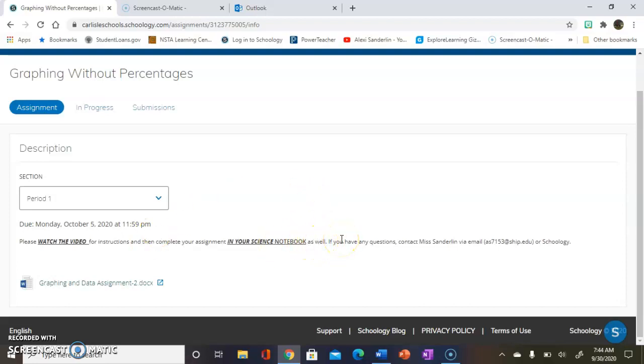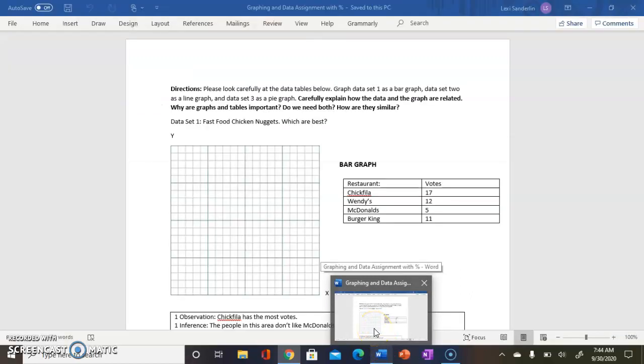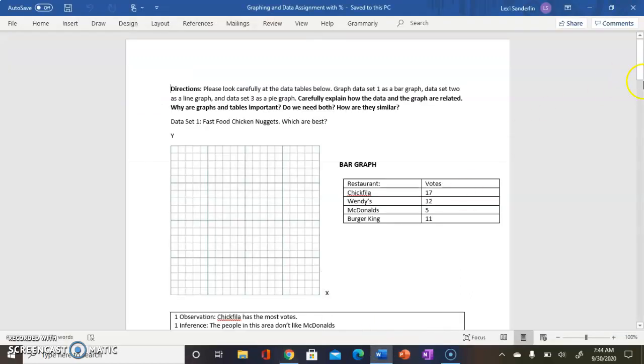If you have any questions, please contact Ms. Sanderlin via email or Schoology. So you would click this to open your assignment. I'm just going to open the Word document on my computer. So when you open your assignment, it looks like this.